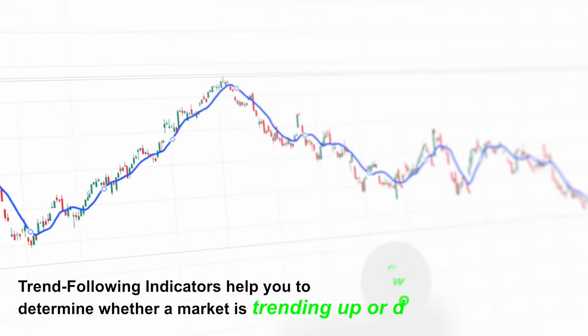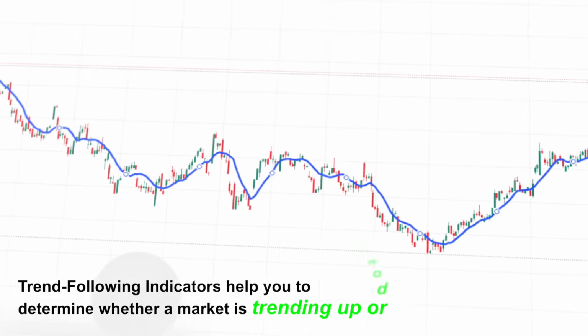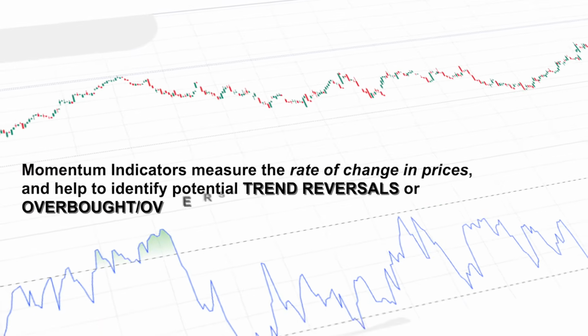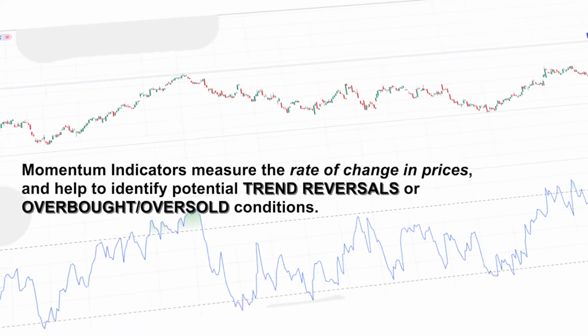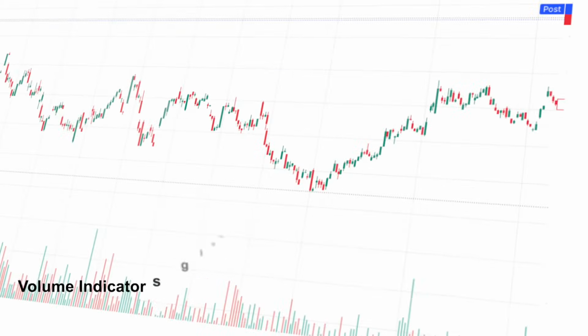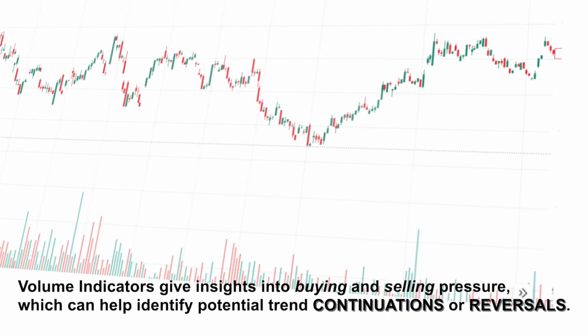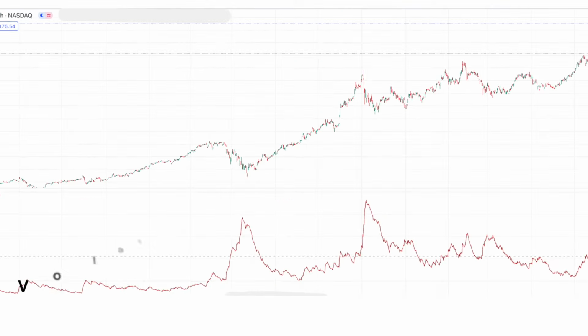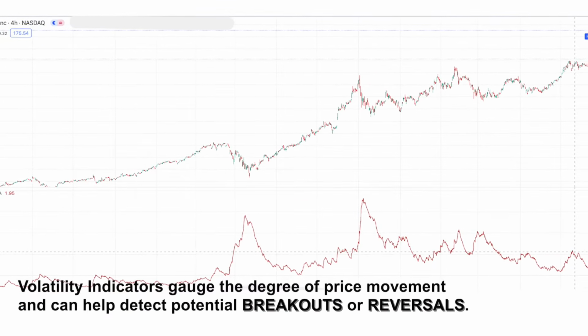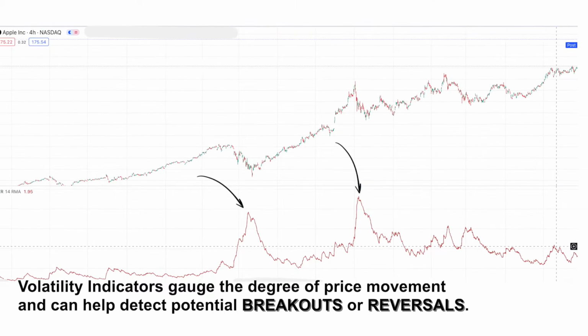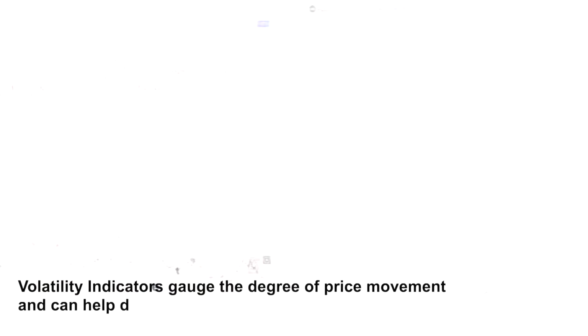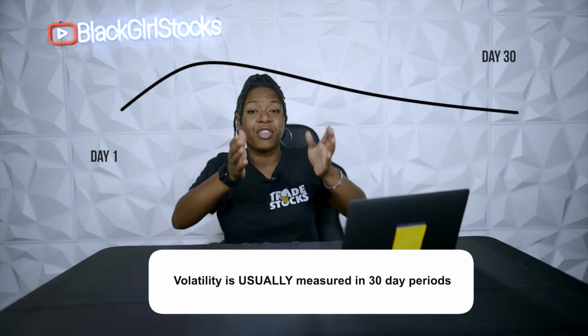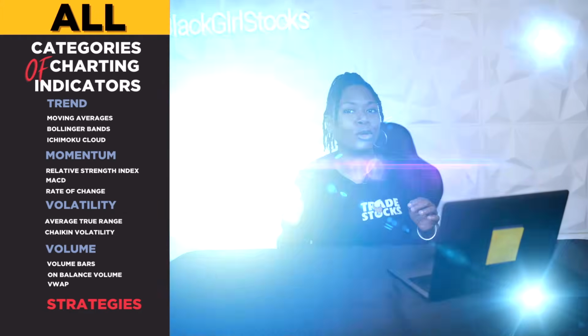A trend following indicator is gonna help you determine whether a market is trending up or down. A momentum indicator is gonna help you identify when a market has reached its peak or bottom and is starting to reverse. Volume indicators help you identify when there's an increase in buying or selling pressure in a certain time frame. And lastly, volatility indicators are going to help you identify how much the price of an asset has moved or fluctuated over a given period of time. And volatility is usually measured in 30-day periods. Let's break down each one of these indicator categories and also take a look at some of the most popular tools in each one of them.